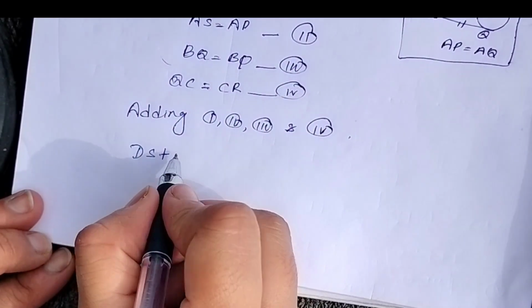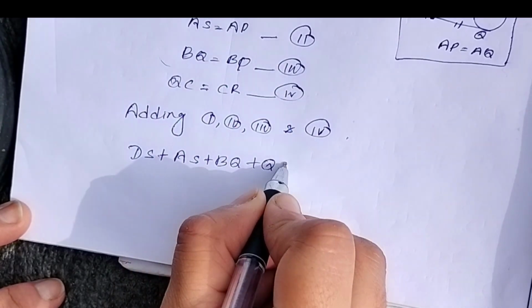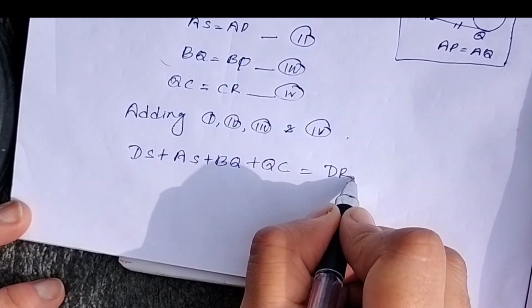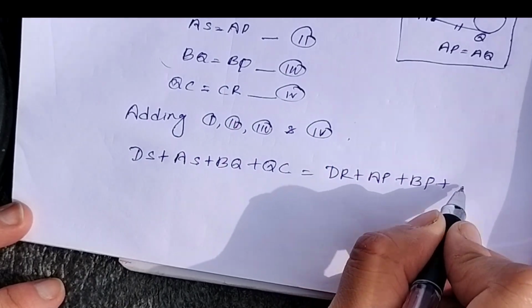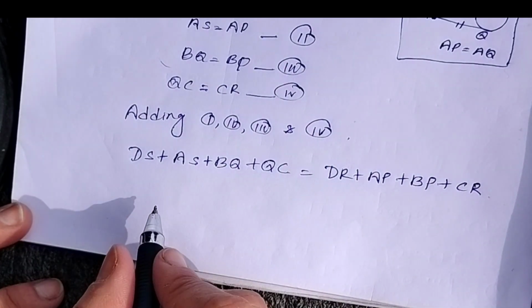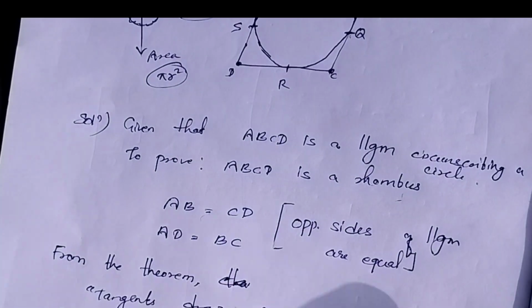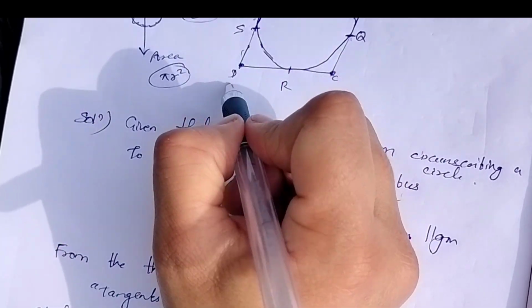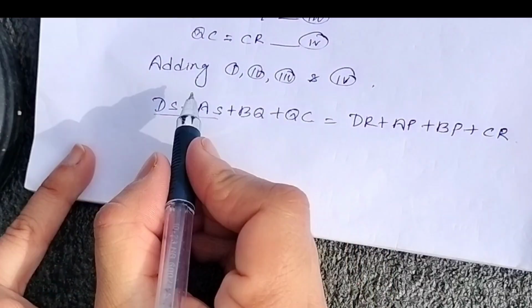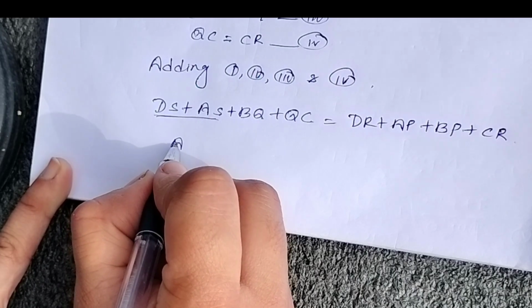Okay, so DS plus AS plus BQ plus QC is equal to DR plus AP plus BP plus CR. So from here what we can write, DS plus AS. Here, DS plus AS can be written as whole AD only, no. So we will replace DS plus AS with AD.